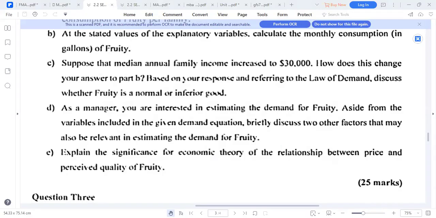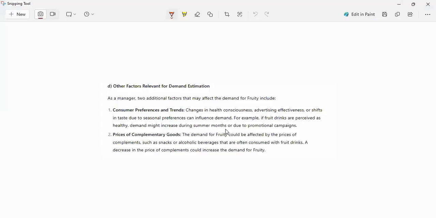I think we can use the weather. When it gets hot, people want to drink more fluids. Yes, exactly. Weather. I want to drink more fruit juice. What else? Okay, consumer preferences and trends, when there are changes in health concerns and the advertising effectiveness. So people are saying fruit is more of a health concern, so people want to buy more of it.